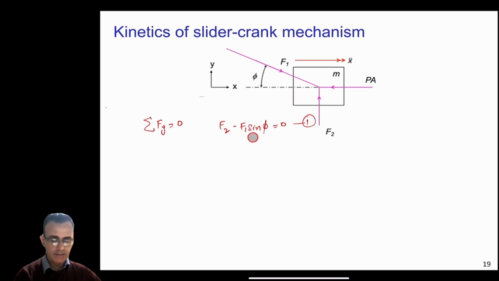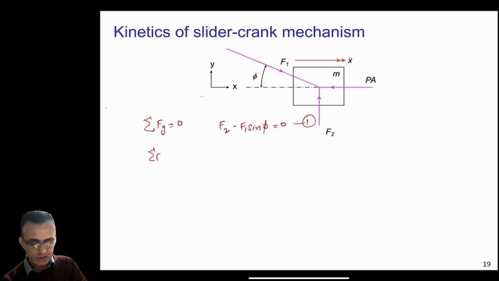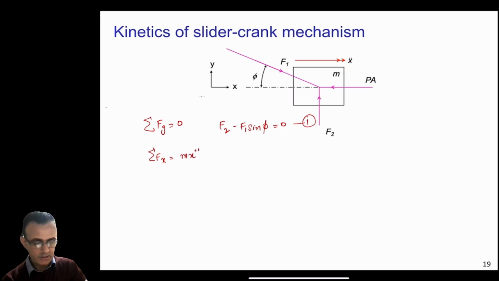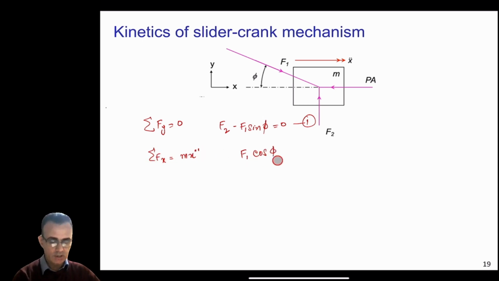we need another equation, and the other equation will come from the summation of all the forces in the x direction. But now in the x direction we have acceleration, so it will become m x double dot, or ma. So this is Newton's second law. Now if we use this equation here, it will become F1 cos of phi, which is one of the forces in the x direction, and this should be equal to, okay, and then another force is this PA here.